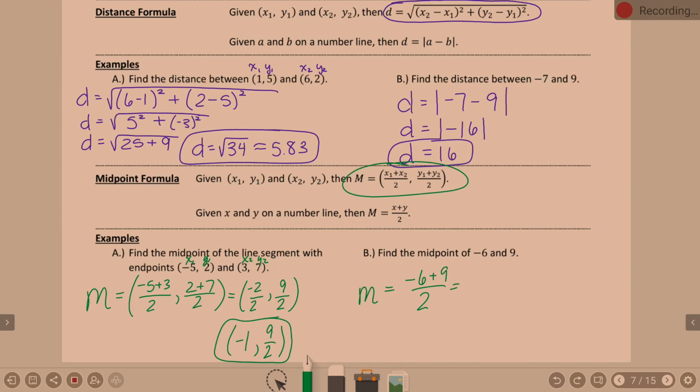3 divided by 2 is 3/2, is what I'm going to say. I tend to leave things improper. You could, I guess, if you want to, say 1.5, whatever. So again, I get it. You don't need the formula.